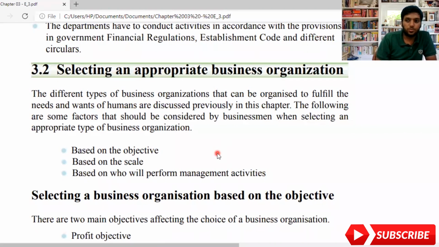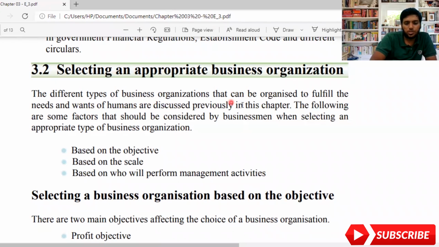Okay, guys. From here onwards, I'm going to read all the important areas because I think these areas are very much tested in your exams. And this is where students are not scoring well. They always learn the types of business organization and forget how this works. Selecting an appropriate business organization.